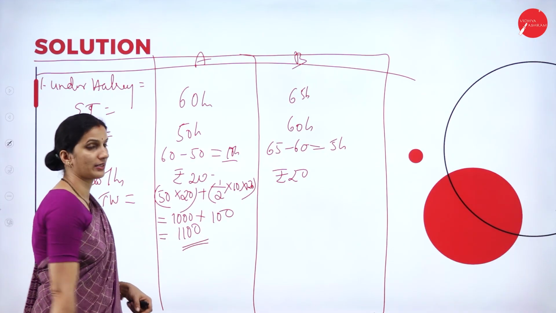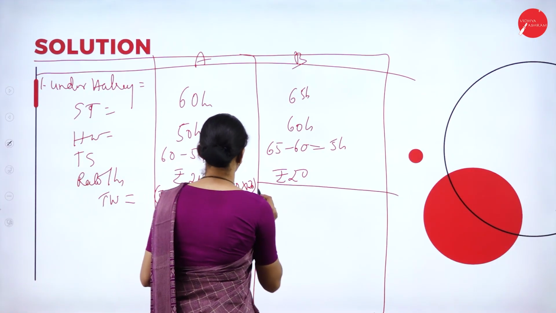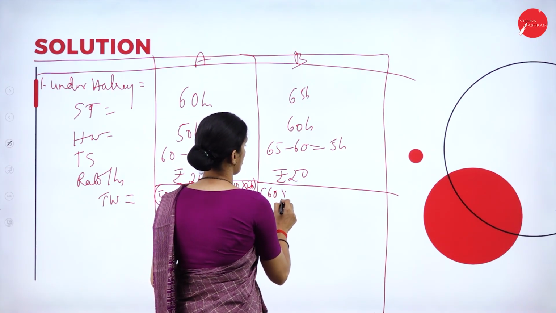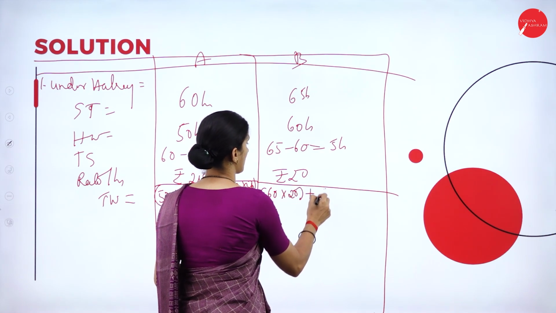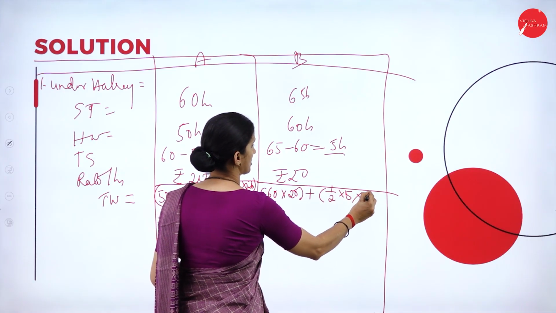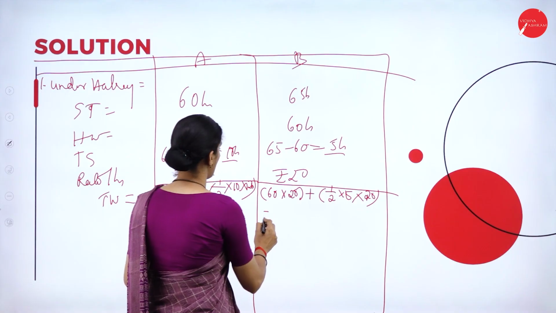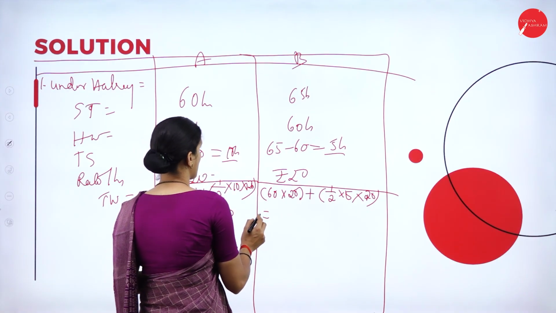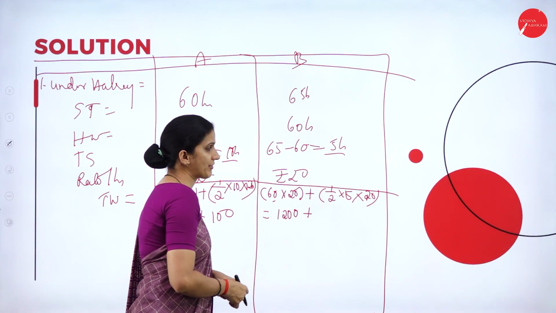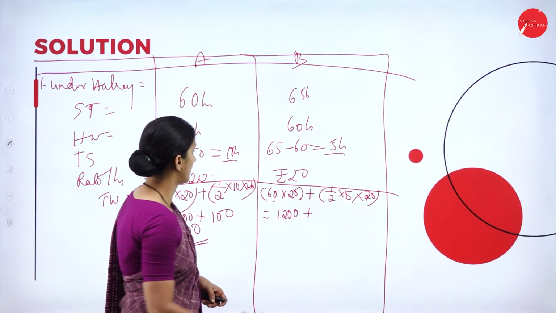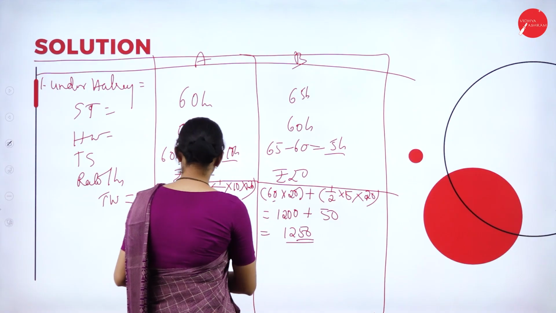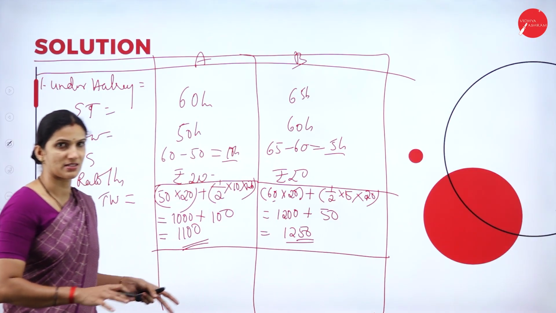In the same way you will calculate for B also. See here, time worked is 60 hours into 20, plus half of time saved. Time saved here is 5 into rate per hour, 20. So this will be 60 into 20, 1200, plus half of 5 into 20, so the bonus will be 50. Then the total wage is 1250. So this is under Halsey's plan. Halsey's plan is done.